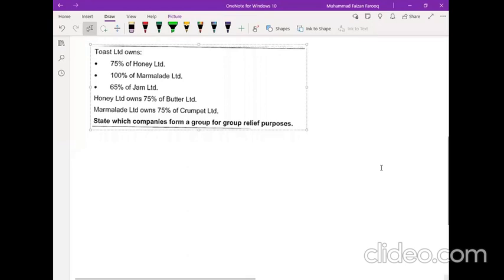The question in front of you is Toast Limited and their group of companies related information. Just read it and see if you can tell me which groups are in existence in this question.